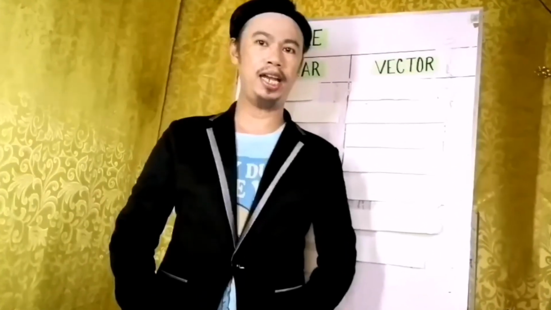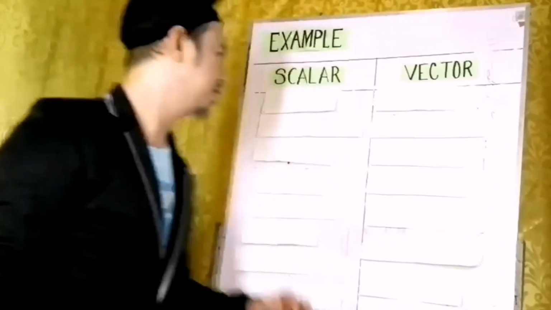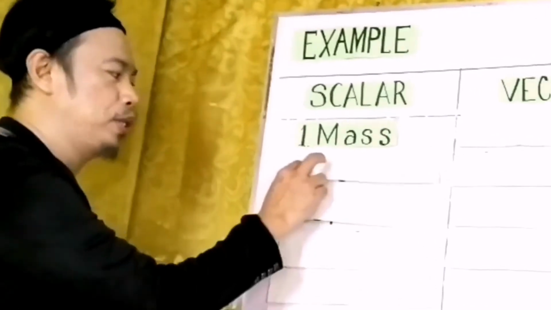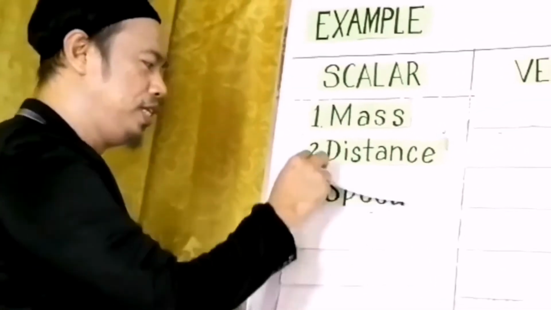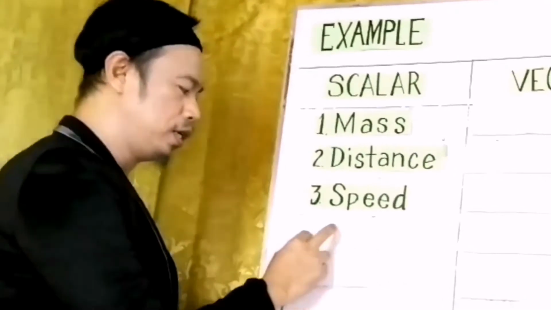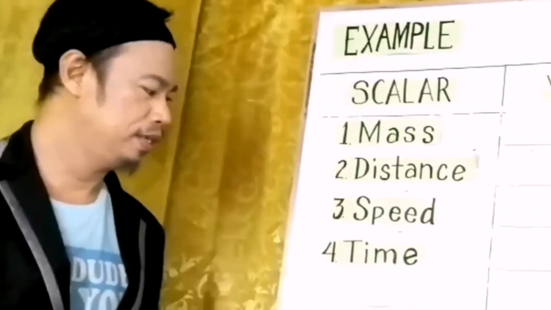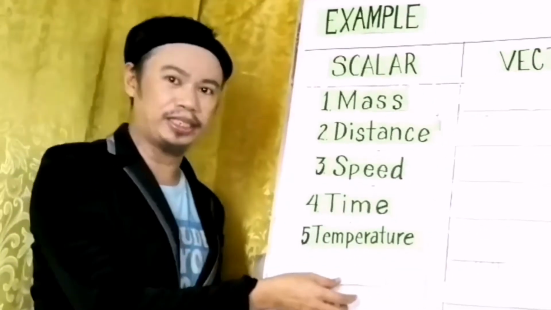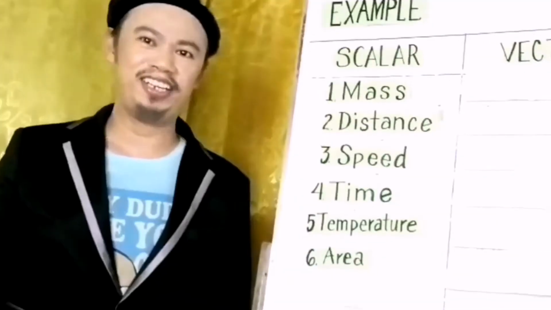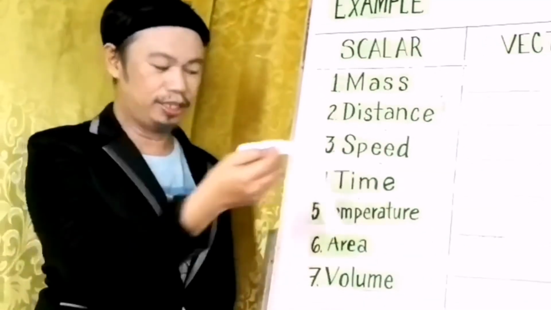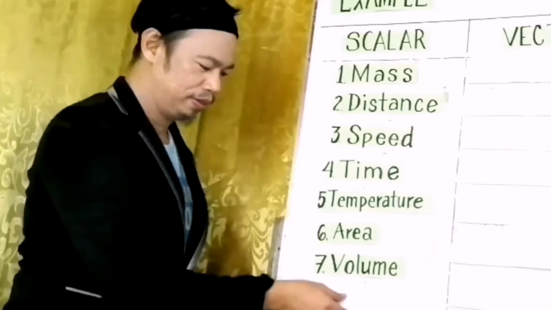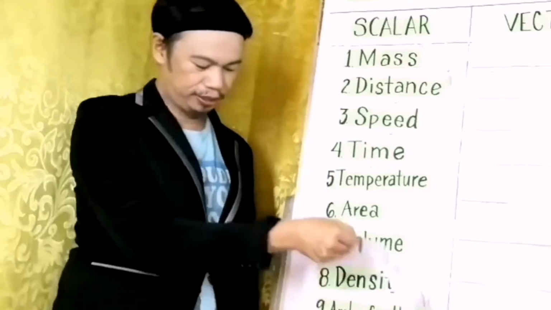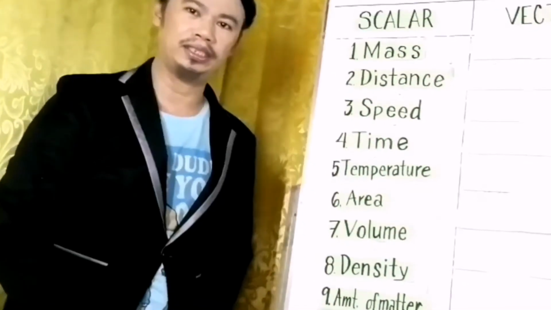Examples of scalar quantity are: number 1, we have the mass. Number 2, distance. Number 3, speed. Number 4, time. Number 5, temperature. Number 6, area. Number 7, volume. Number 8, density. Number 9, amount of substance.